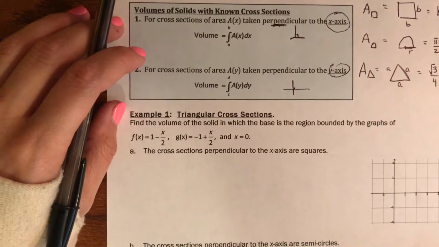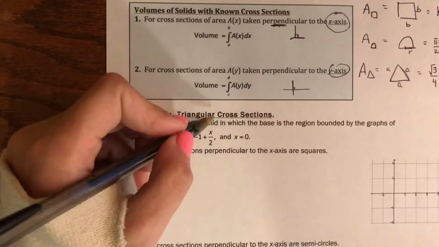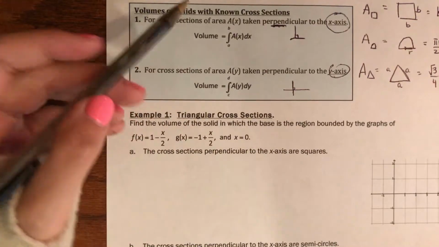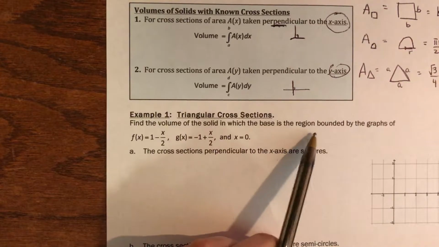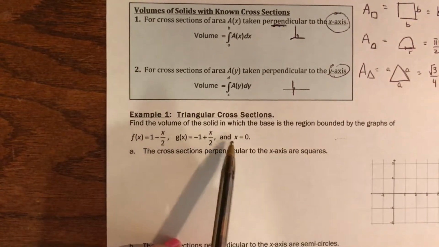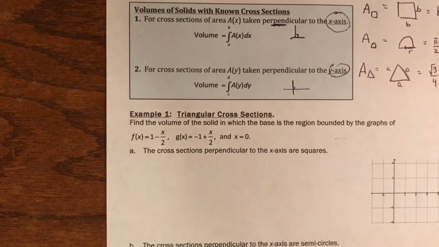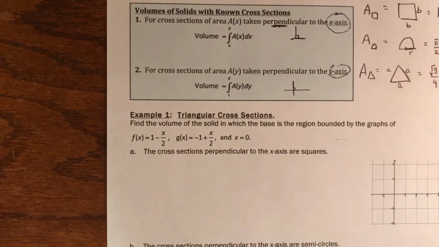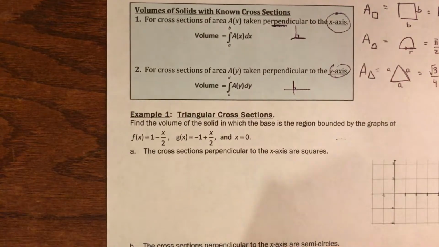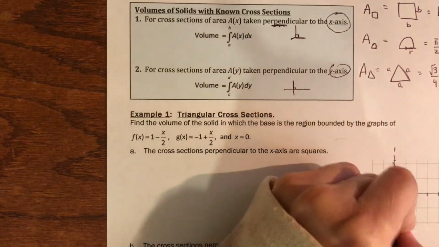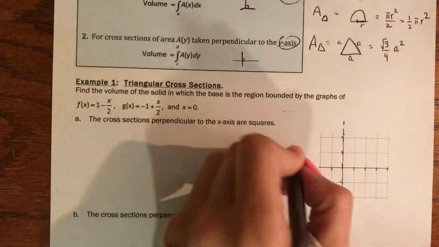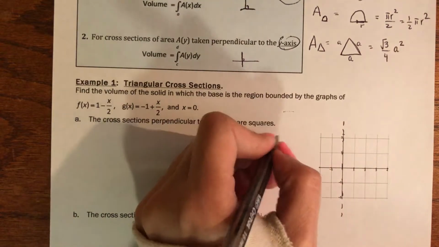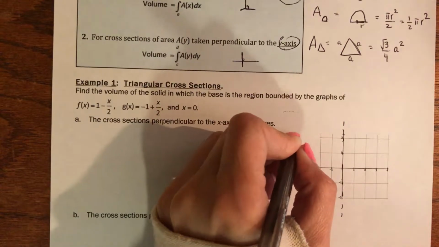Okay, so let's take a look at this first example. This is asking us to find the volume of the solid in which the base is the region bounded by these graphs. Okay, so first off, let's get a picture of f of x, g of x, and x of 0. Well, x of 0 is right here, right? That's x of 0, okay? This is f of x, so again, you can create a table here and plot it.